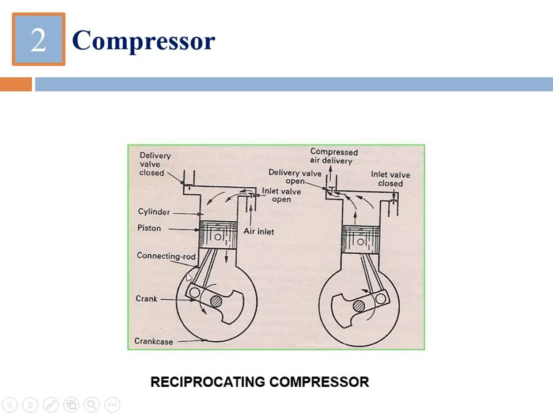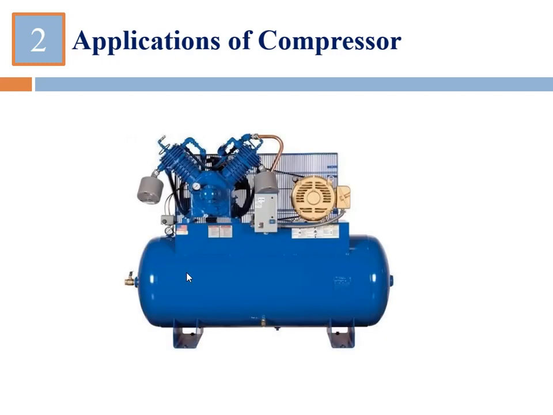So this is how simple a mechanism it has, which causes the motion of the piston from TDC to BDC, and that causes the pressure difference across the valve, which helps in suction of the air within the piston and then delivery of the high pressure air to the delivery side. And then we store that high pressure air in a tank, and then we utilize it wherever we need it. So let's see what the different applications of the compressor are.